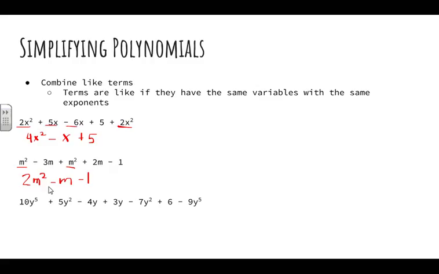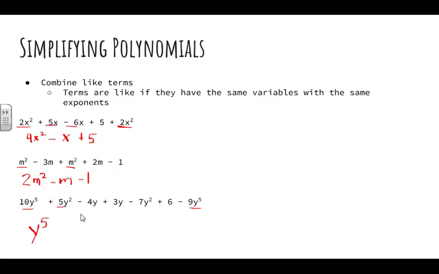Okay, here's a pretty long one. We have 10y to the 5th plus 5y squared minus 4y plus 3y minus 7y squared plus 6 minus 9y to the 5th. So let's start with our y to the 5th power terms, since they are our largest. I have 10y to the 5th minus 9y to the 5th. So 10 minus 9 is 1. So we just have 1y to the 5th.